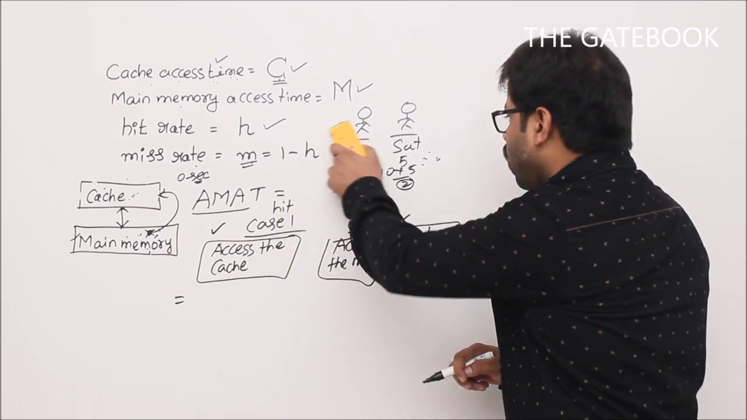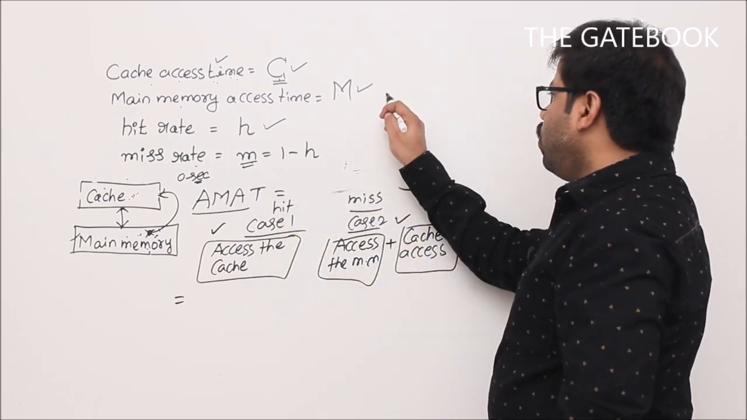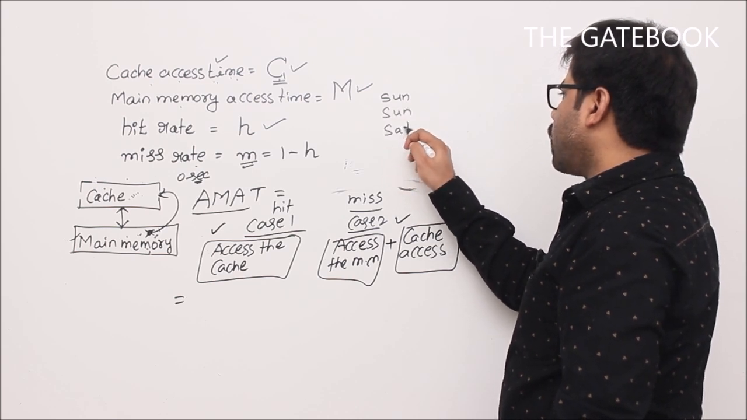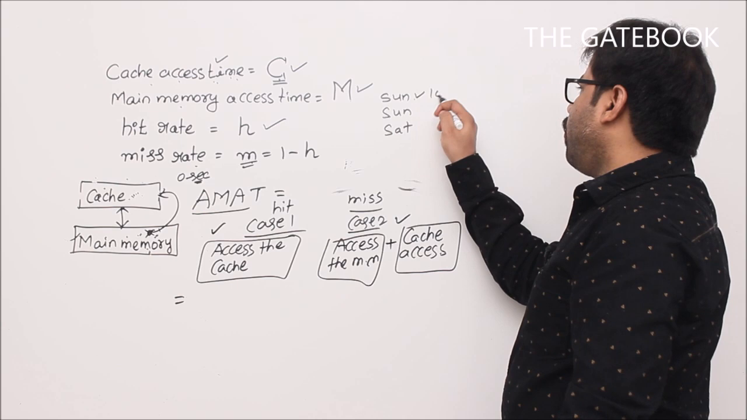So in that way. Now what if you have this one? You have done business for 3 days, 2 Sundays and 1 Saturday. Okay. So on Sunday your profit is always 10 rupees.